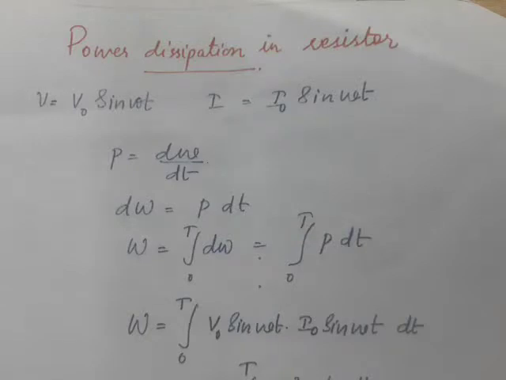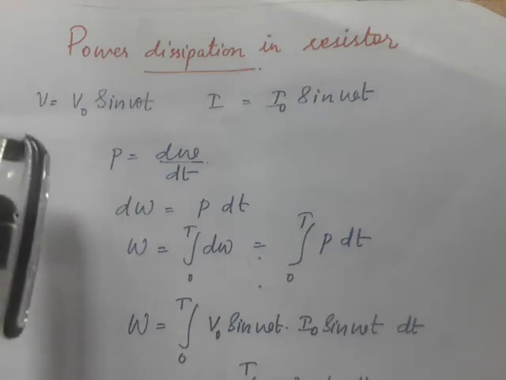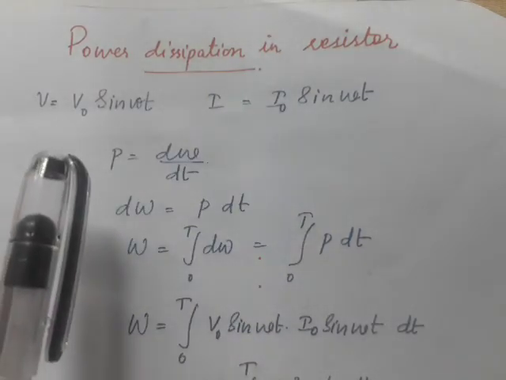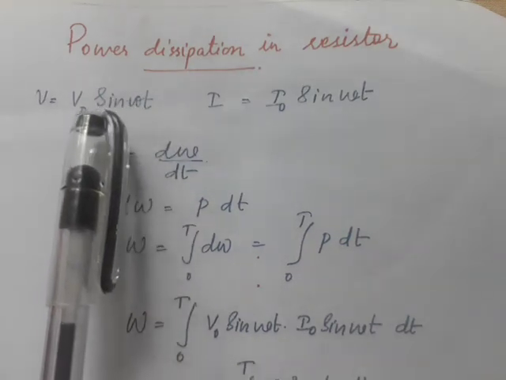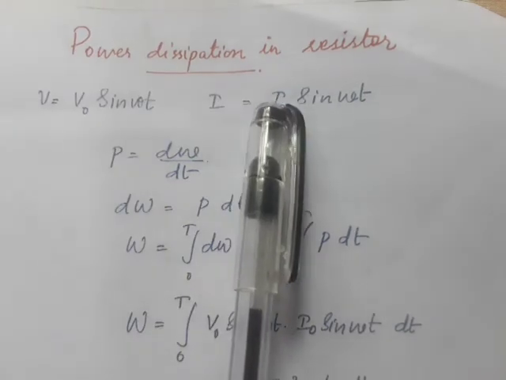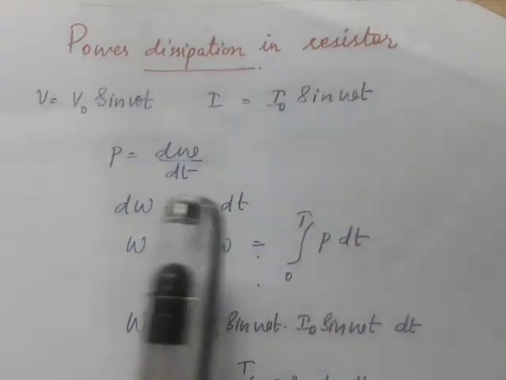Now let's consider a resistor. We are going to check the power dissipation in a resistor. As usual we consider the voltage and the current. Hope you remember, in the case of a resistor there is no phase difference. If V is V0 sin omega t, I is also I0 sin omega t.